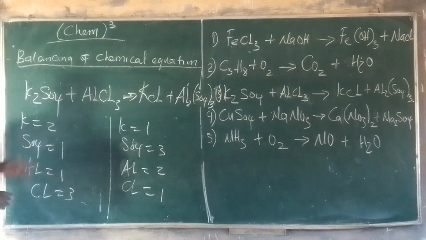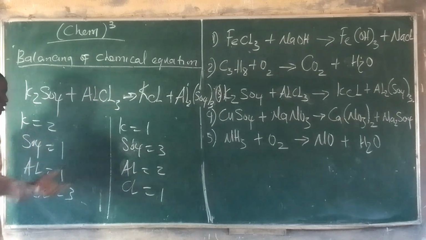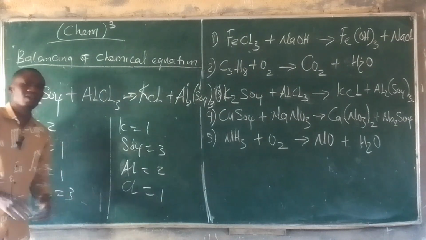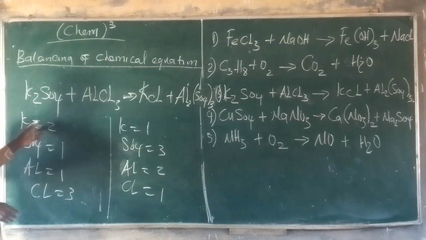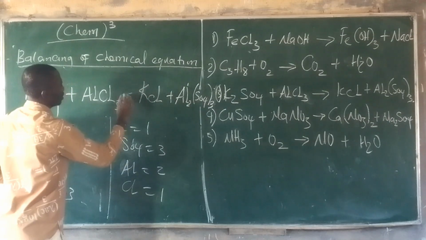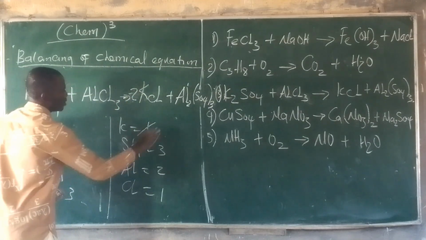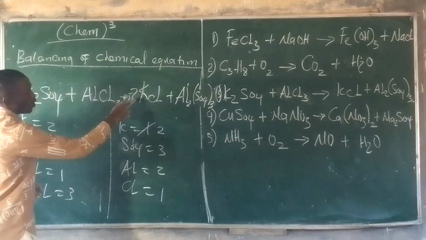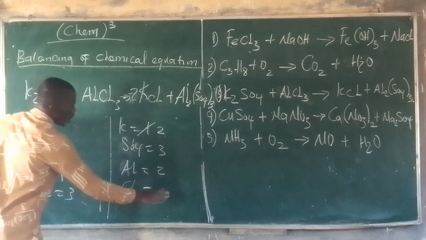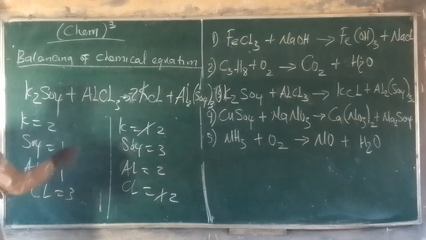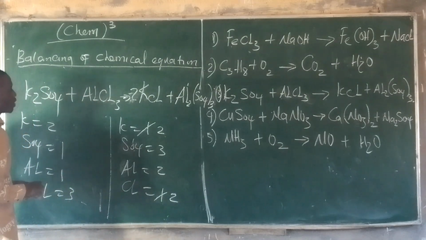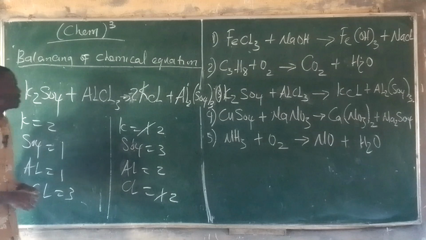Now let's check what the problem is. Potassium is not balanced. The compound tetrasulfate is not balanced. The compound aluminium is not balanced. Chlorine is not even balanced. Let's start off with the potassium. If I add 2 potassium to this side, I will have 2 times 1, that is 2. But the chlorine will now change. 2 times 1, chlorine becomes 2. Over here, I have 3 chlorine. So what am I going to do in this situation?